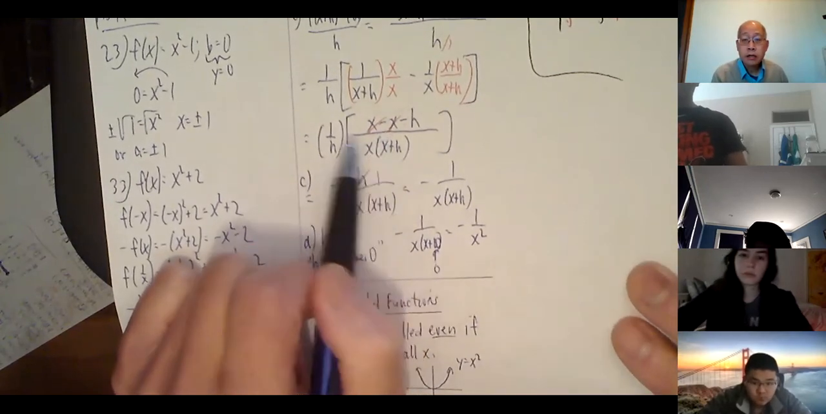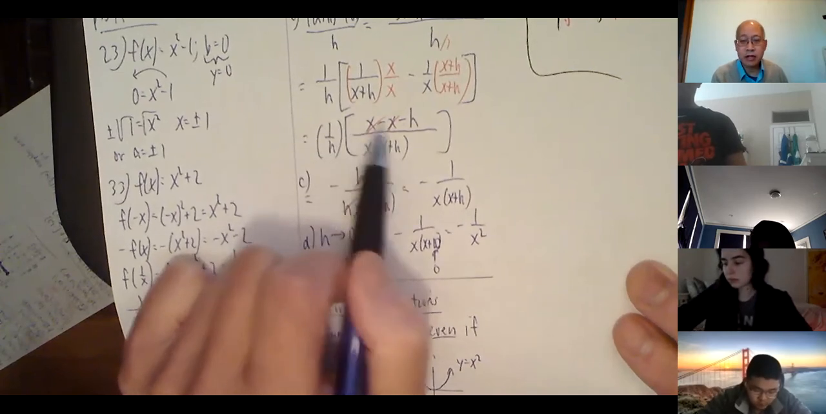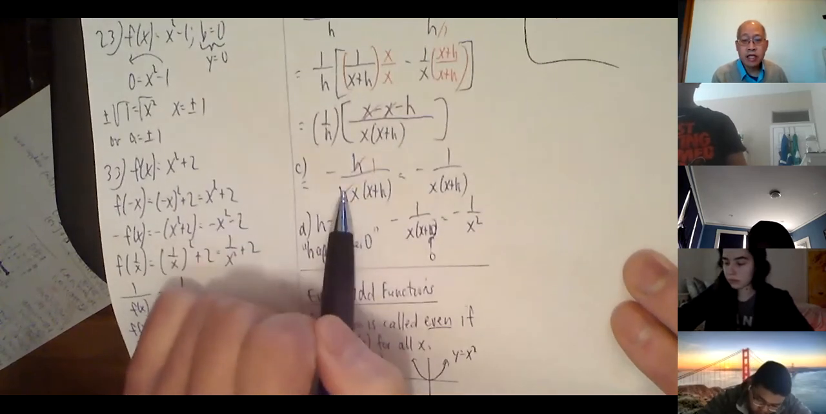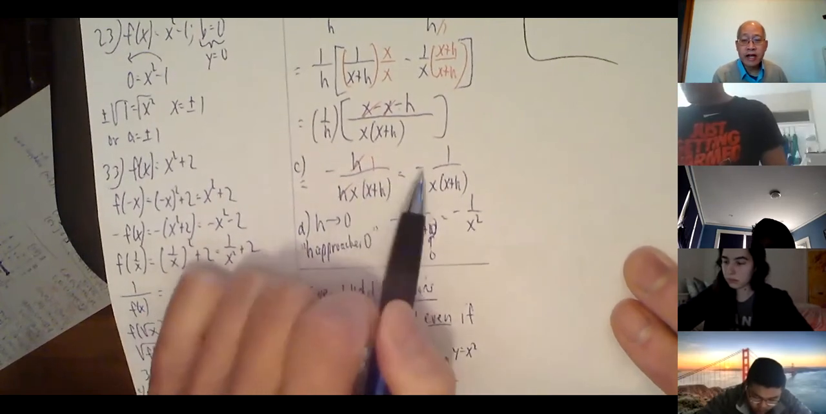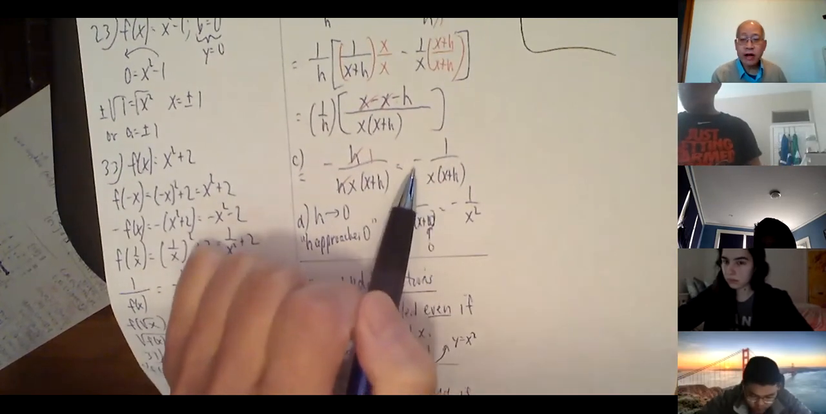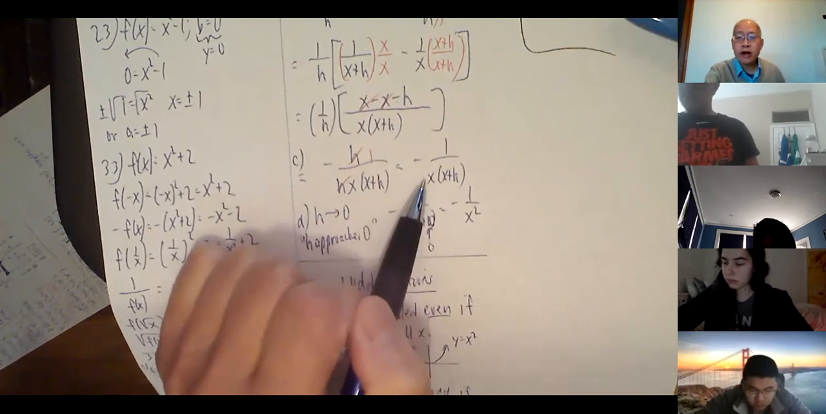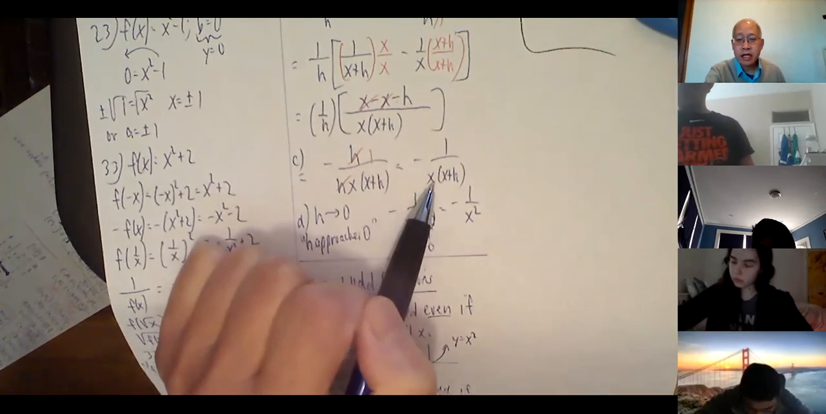Okay. 1 times that is, leave it alone. So negative h over h, x plus h. H's cancel out. So I have negative 1 on top. So my final answer is this. Negative 1 over x times x plus h.